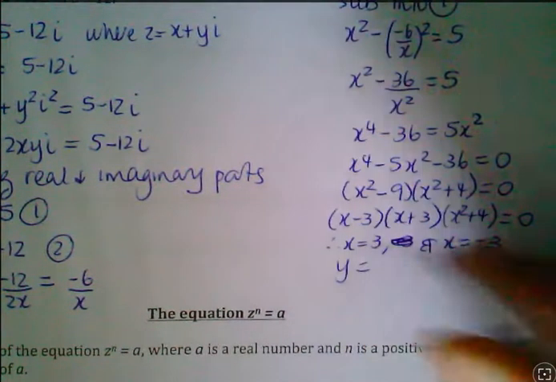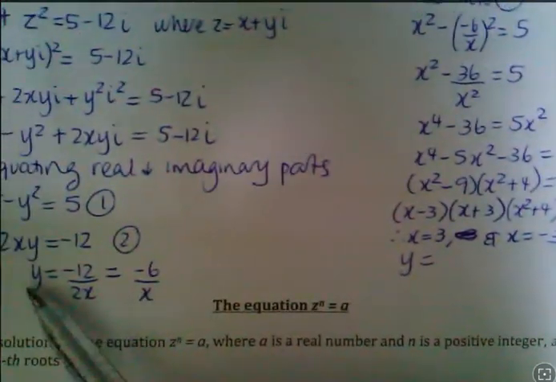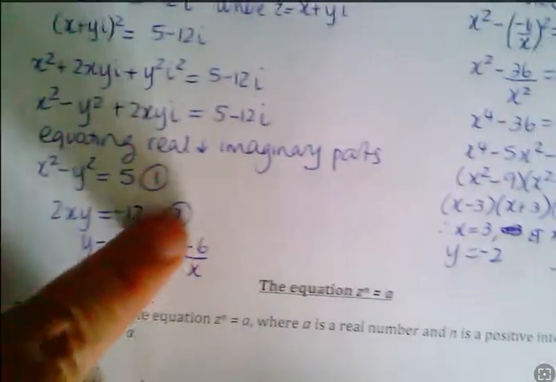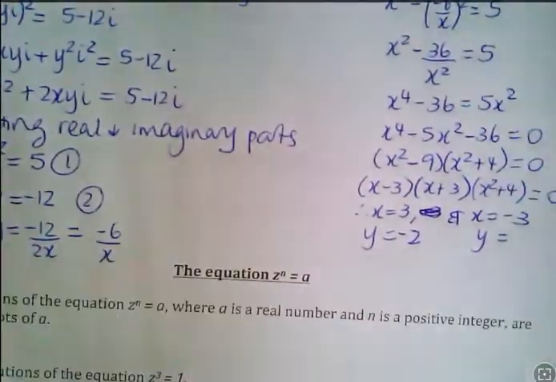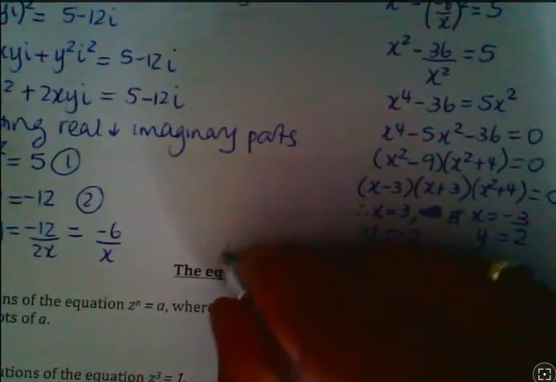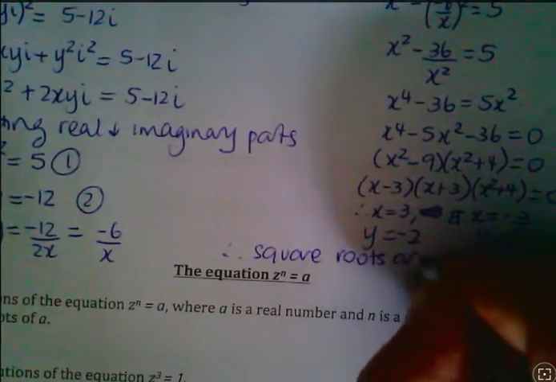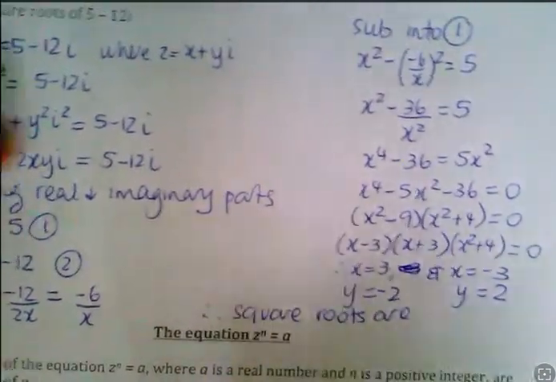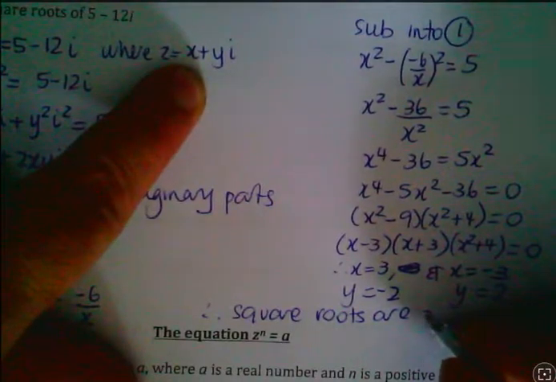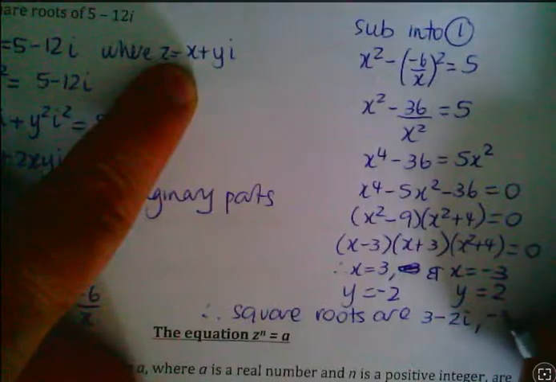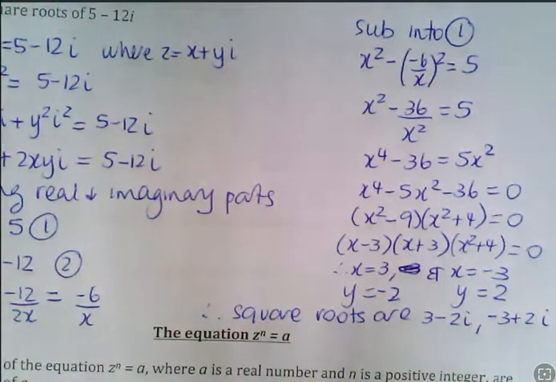So when x is 3, let's just substitute over here. When x is 3, y is negative 6 on 3, which is negative 2. And when x is negative 3, y is negative 6 on negative 3, which is positive 2. So therefore, just conclusion, the square roots are, now when x is 3, y is negative 2. I remember my roots are x plus yi, so it's 3 minus 2i. And when x is negative 3, y is positive 2, I've got negative 3 plus 2i. And they're my square roots.